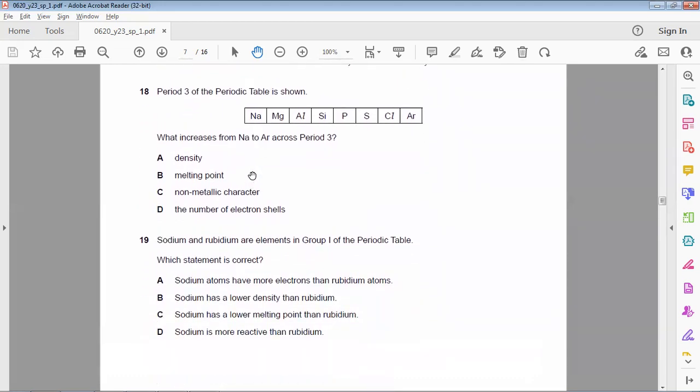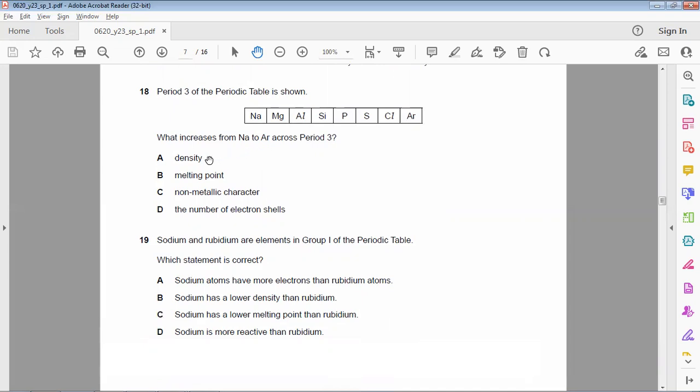Let's move on to 18. This is period 3. What does a period mean? A period in the periodic table means that the number of shells in the row is equal. So what increases from Na to argon, sodium to argon, across period 3?